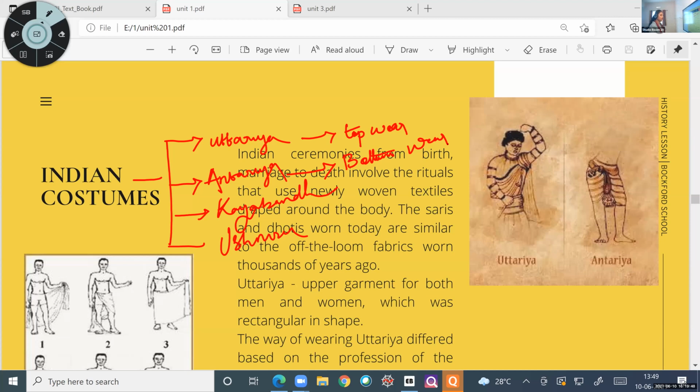No. Okay. So go through the images. I'm not telling you to draw and learn how to draw it. You should be aware that Uttariya looks like this.